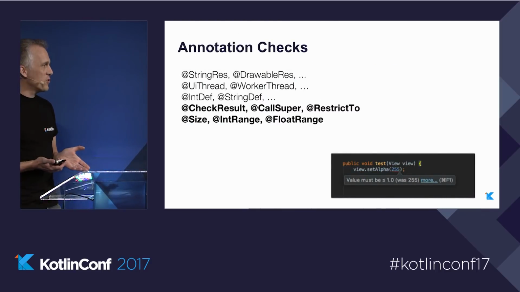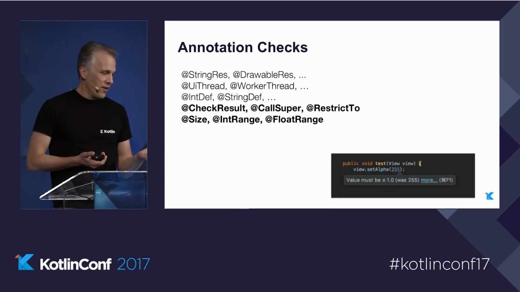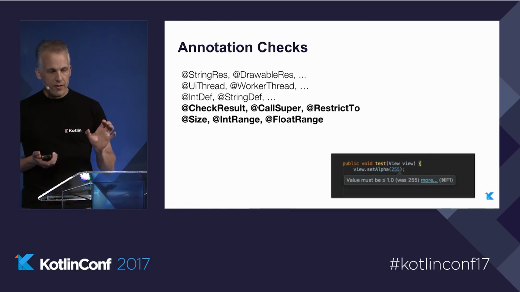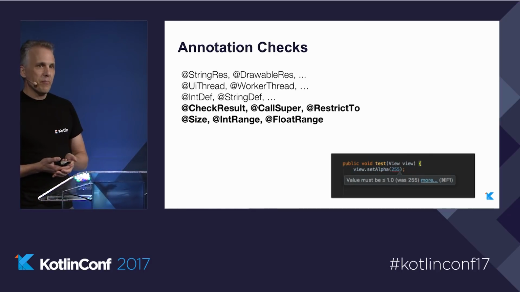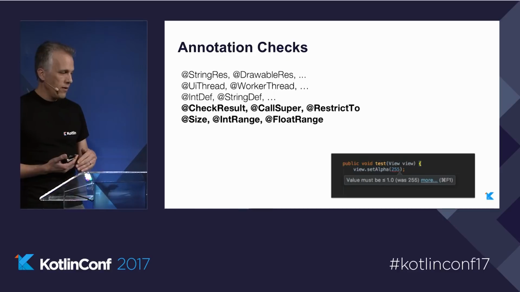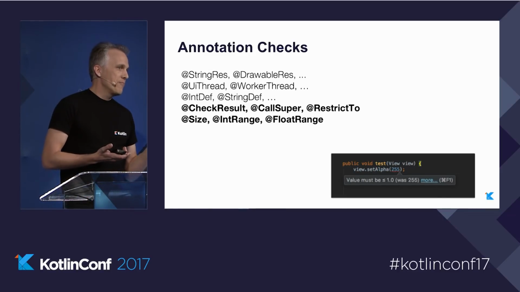But over time, we've sort of started migrating away from this. So initially, we have some annotation checks here that'll tell you things like, hey, this UI thread in Android shouldn't be combined with this worker thread method. We then added some pretty generic annotations. For example, call super, which means that if you override this method, you need to invoke super. Or int range, which means this integer needs to be between 5 and 10, for example.